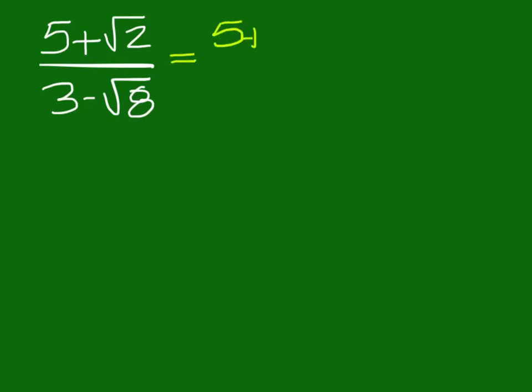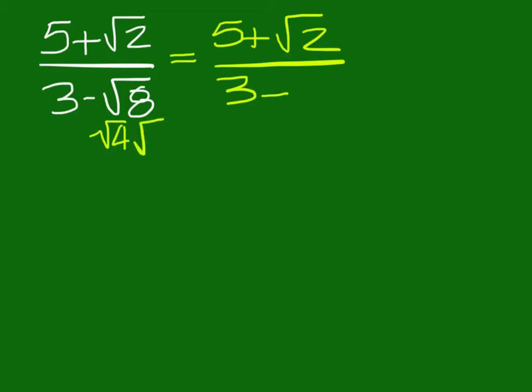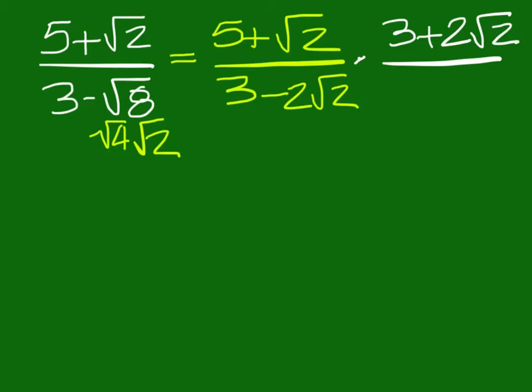The top stays the same, but on the bottom, the square root of 8 breaks up as the square root of 4 square root of 2. And the square root of 4 is 2. So you have 2 square root of 2 instead of square root of 8 on the bottom. And once you have that, then you can go work the problem like you did before. And in this case, you would have to multiply the top and the bottom by 3 plus the 2 square root of 2 over 3 plus 2 square root of 2.